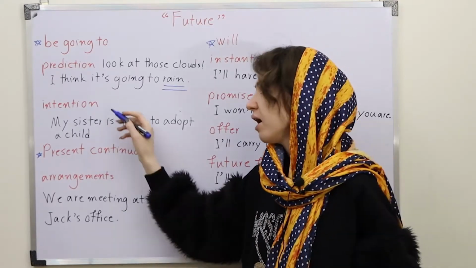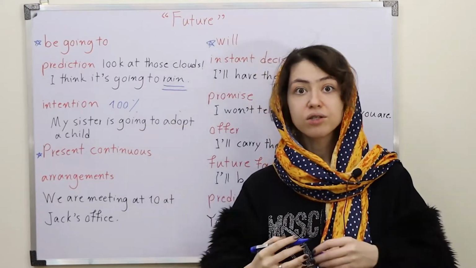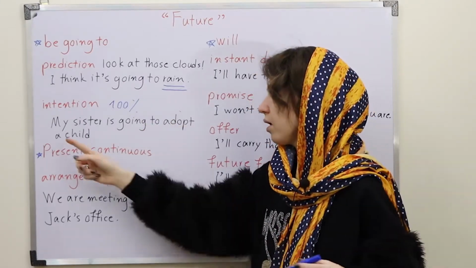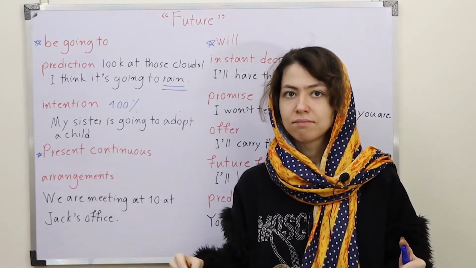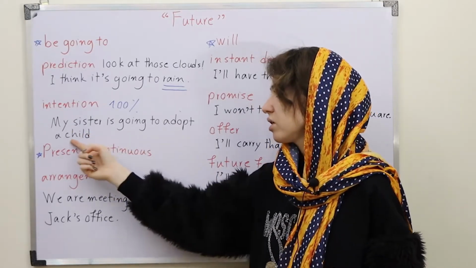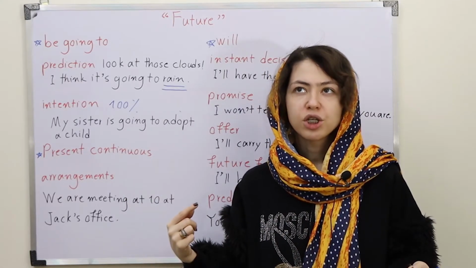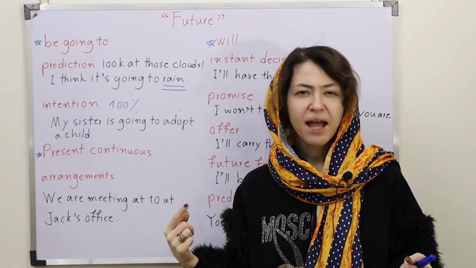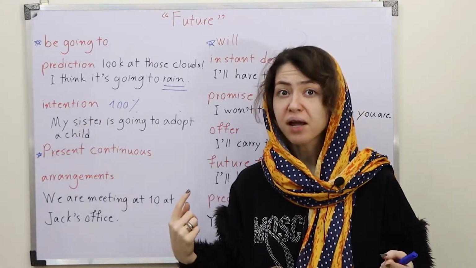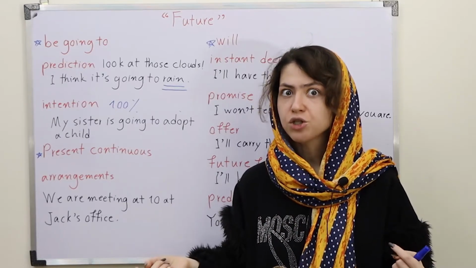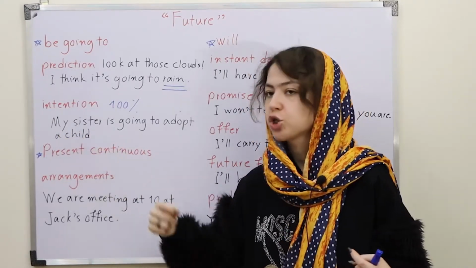You are 100% sure that you're going to do it. Let's go. My sister is going to adopt a child. It means she has the intention. She's sure about her decision. Okay, we say my sister is going to adopt a child.